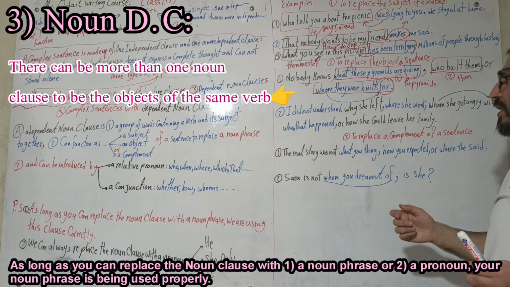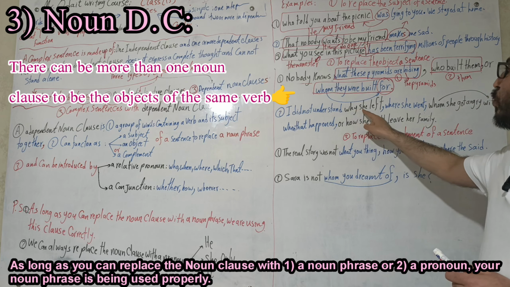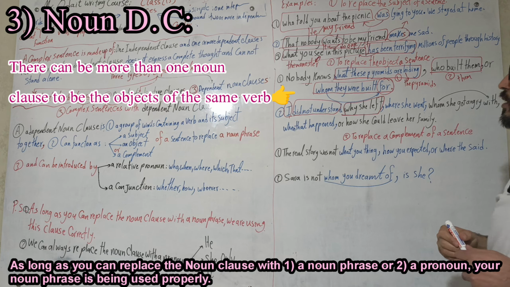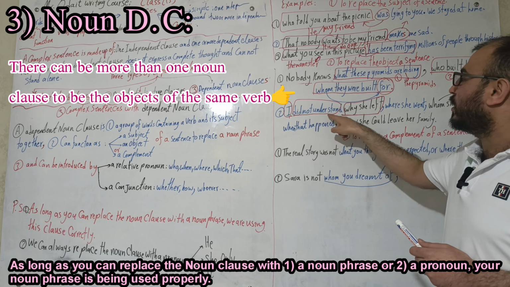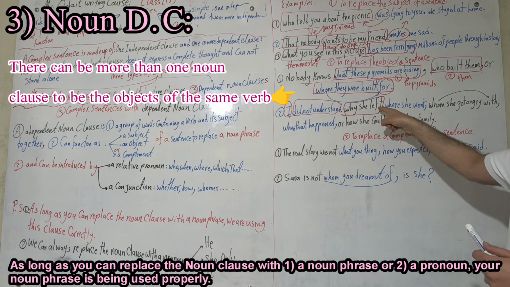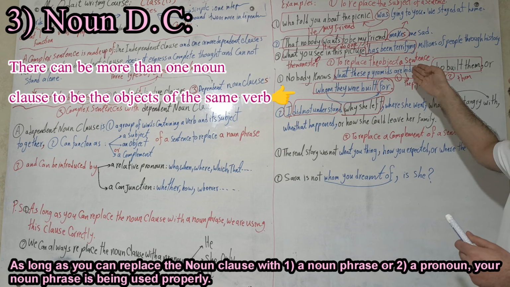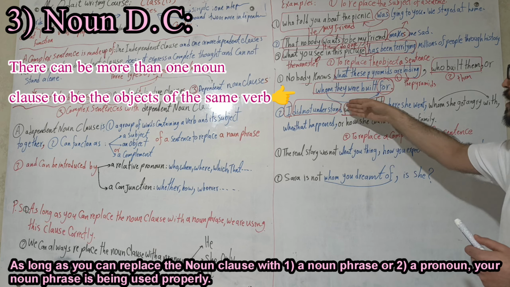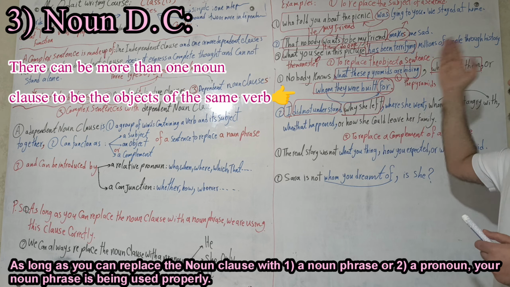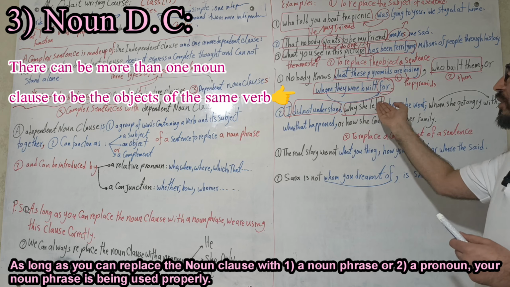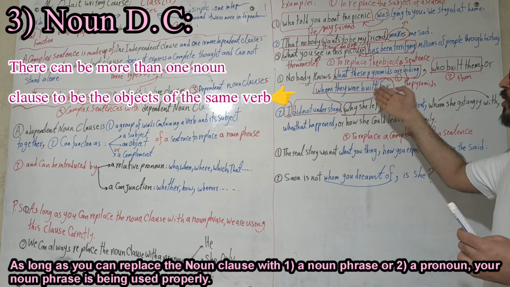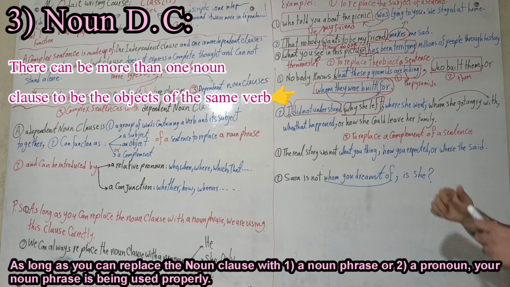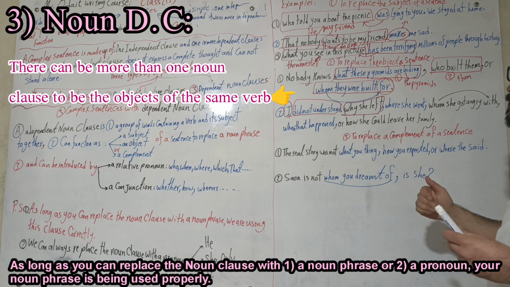Now, my friends, let's discuss the second example. I didn't understand why she left. Here, why she left. So I is the subject, didn't understand is the verb phrase. Why she left is the first noun clause, which functions as an object. I didn't understand her, for example. I didn't understand Sarah. So as long as I'm using a noun or a noun phrase or a pronoun in its place, this means that it is being used properly.